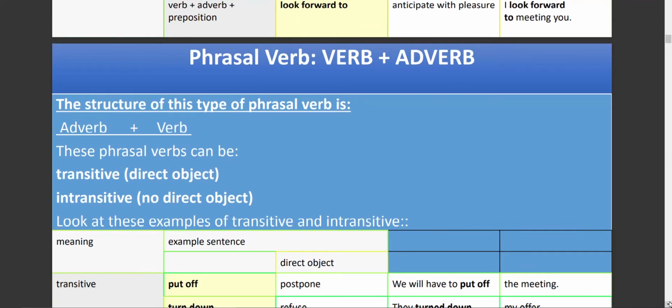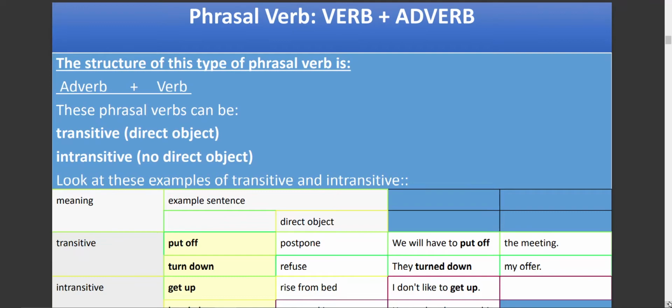Alright. Now let's come to this phrasal verb, verb plus adverb. The structure of this type of phrasal verb is verb plus adverb. These phrasal verbs can be transitive or intransitive. Transitive means having a direct object, intransitive means having no direct object.